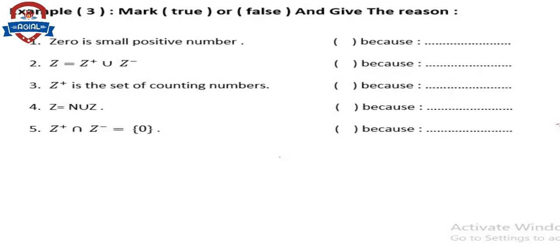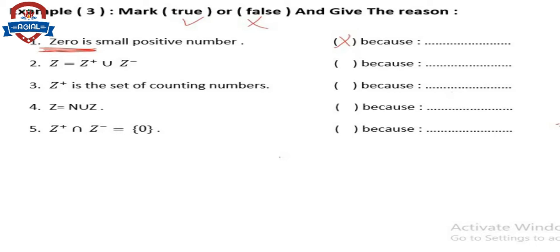Now let's try to solve this question. Example number 3, mark true or false and give the reason. Number 1, 0 is a small positive number. The answer is false. 0 is neither positive nor negative.